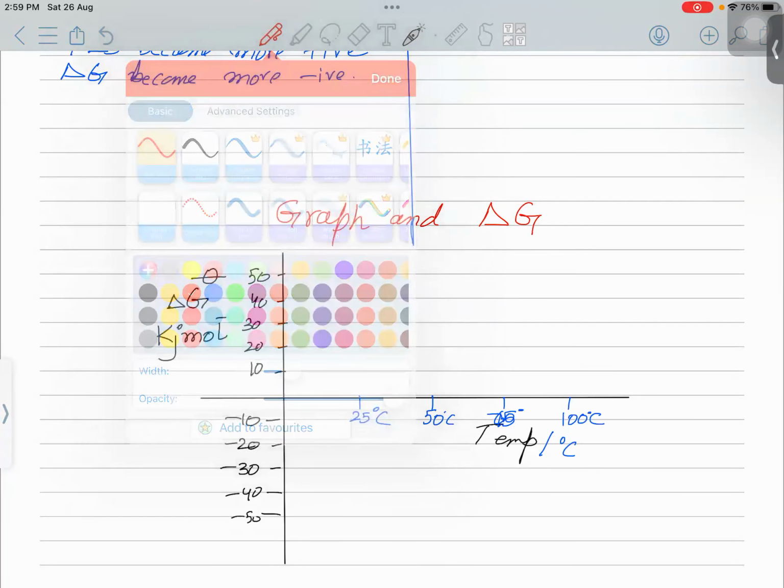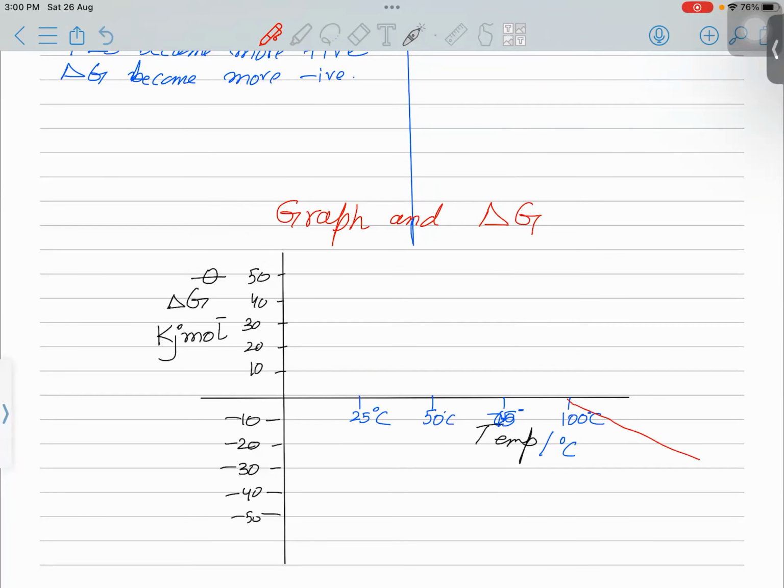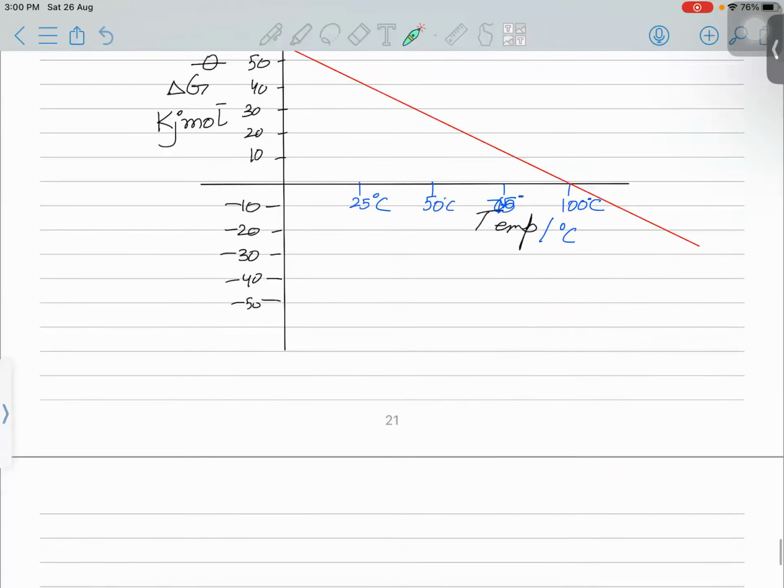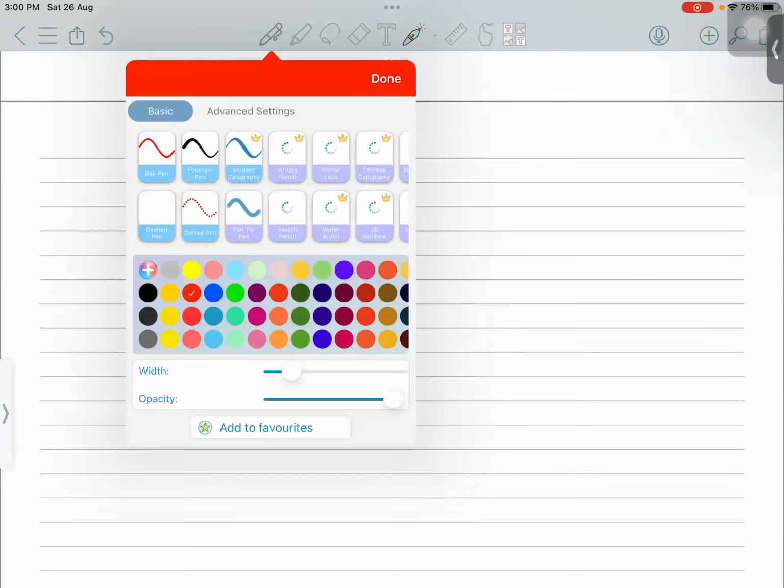So draw a straight line passing through 100 degrees centigrade. This is the graph, with a negative gradient, and pass this line through 100 degrees centigrade. After this temperature, these negative values indicate feasibility of the reaction. Any question regarding the graph?